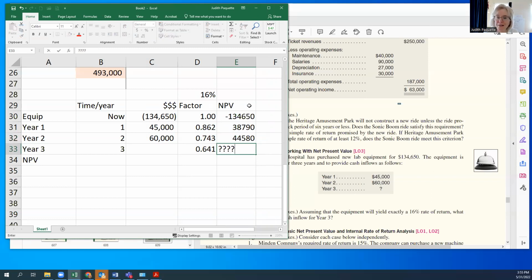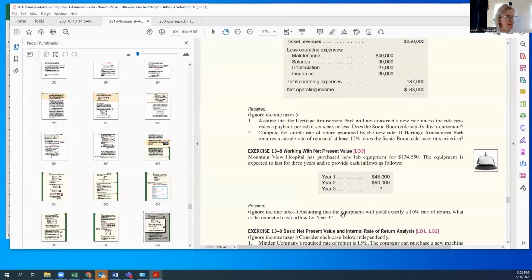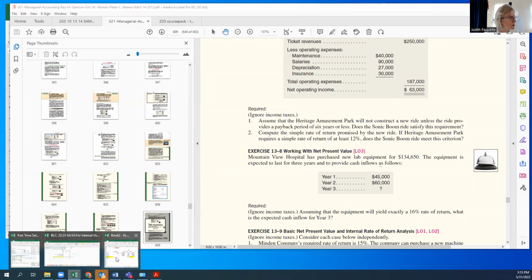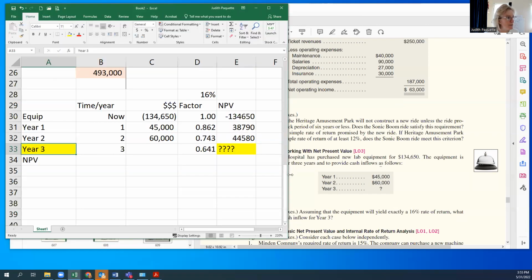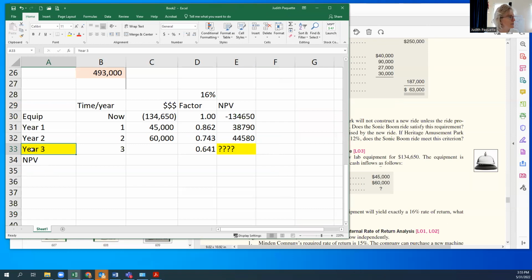This is what the question is asking us. What does year three have to be? We want exactly a 16% rate of return. What is the expected cash inflow for year three? We don't know yet, but what we do know is that net present value has to be 0.